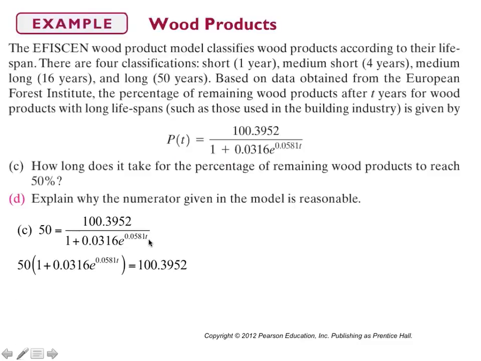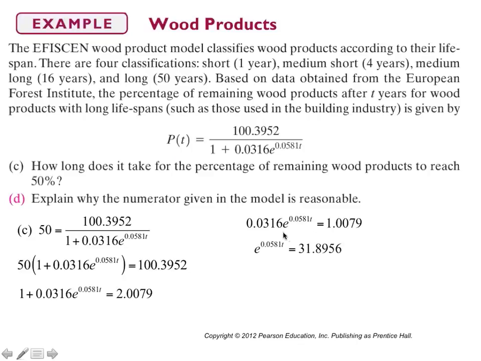So in order to solve this, we go ahead and multiply both sides by this denominator, and then we have divided by 50. And then we subtract 1, divide by the 0.0316, and now we can take natural log, move our exponent out front, and divide. So we have ln of 31.8956 divided by the 0.0581, which gives us 59.6 years.